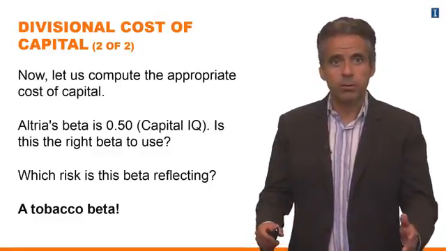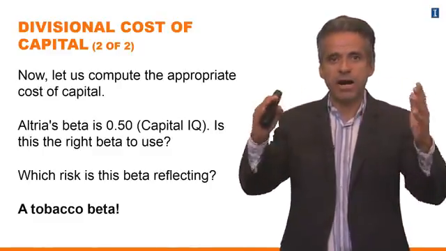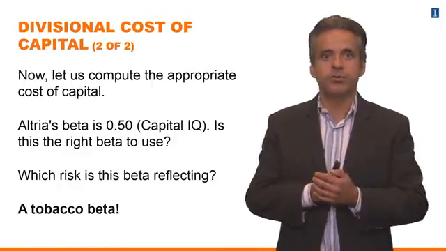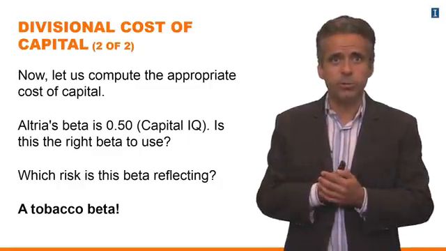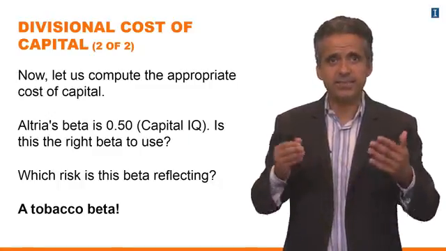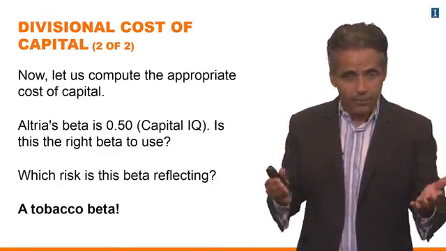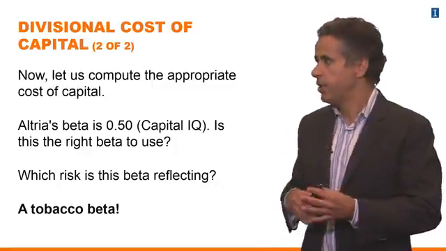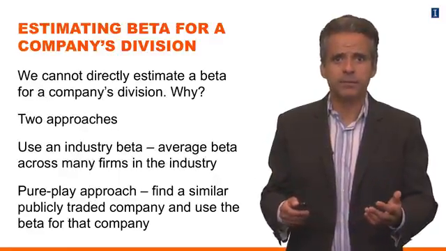How do we know? Because most of the company is tobacco, right? If you look at the market value of Altria, it's going to be driven mostly by the tobacco division, right? If you look at the table that we just worked with, most of the assets are invested in tobacco, most of the profits come from tobacco, most of the equity value is going to reflect tobacco. There is no guarantee that if we use 0.5, we're actually going to be measuring a wine beta, okay?